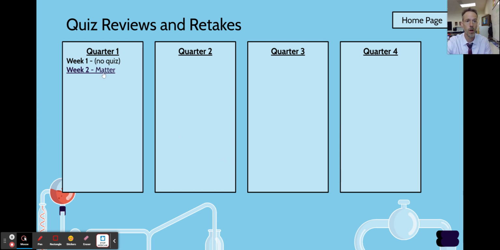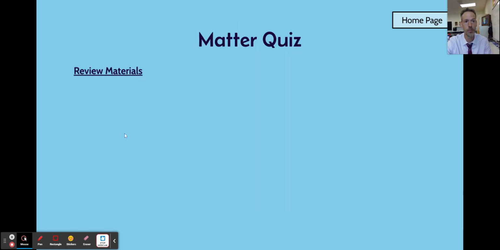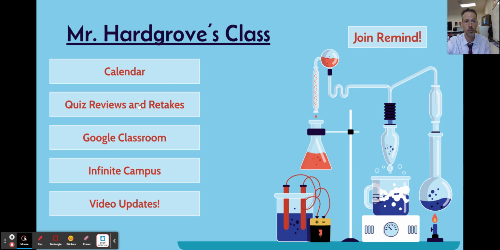Okay. So on this web page, it'll be organized by weeks. Quarter 1, week 2, our first quiz is going to be matter. Okay. When you click on this link, it's going to take you to the review materials, and students are going to have to choose one of these review materials. And I haven't posted any of these yet, but I will post them when we take that quiz on week 2. But there will be a choice board here that kids can choose what activity they want to do to help them prepare to retake that quiz. After they've completed that and shown me their work, they can go back and retake the quiz. Okay, so that's really, really important. That page, quiz reviews and retakes, is going to be important for both parents and students and families this year.